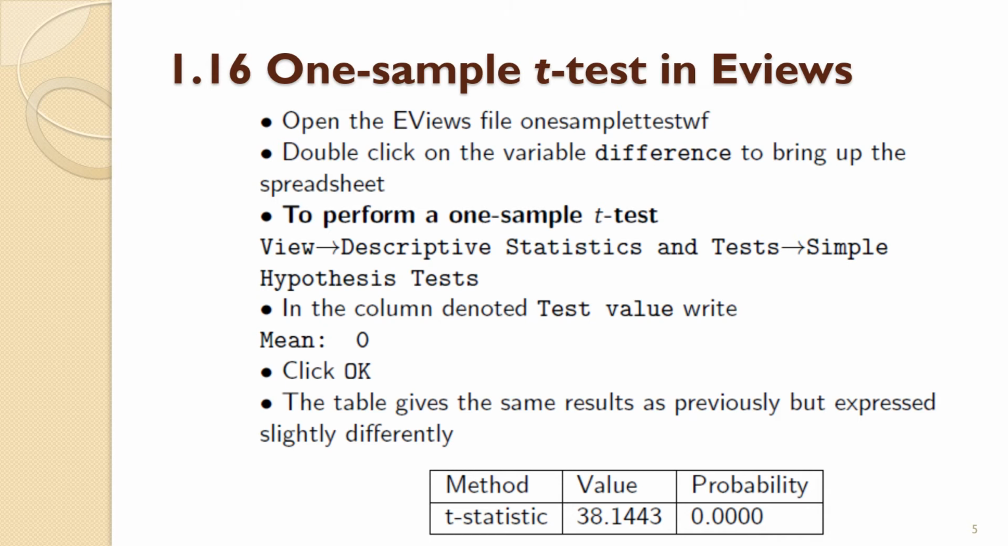Now once you've done this, this gives you the same results as we've got previously, but expressed slightly differently. So there are artificial differences here, both when you're doing the hand calculation, when you're doing the computation in R, and the computation in eViews. But the important thing is you should be getting the same numerical value and the same interpretation in each case. And here what you've got is that the p-value is less than 0.05, so an indication that the mean isn't equal to the hypothesized value.